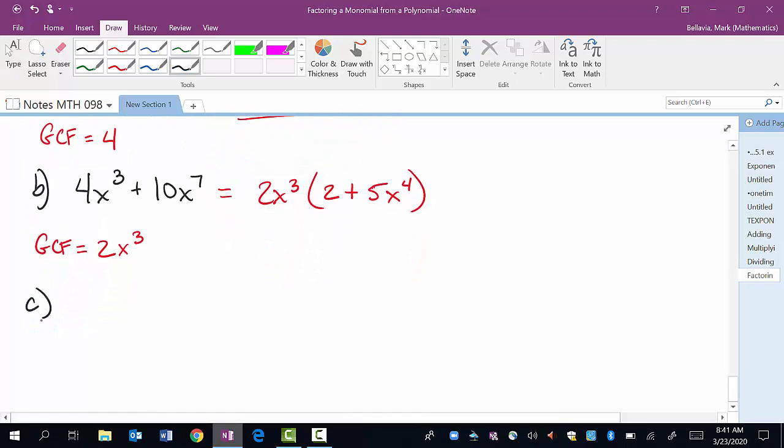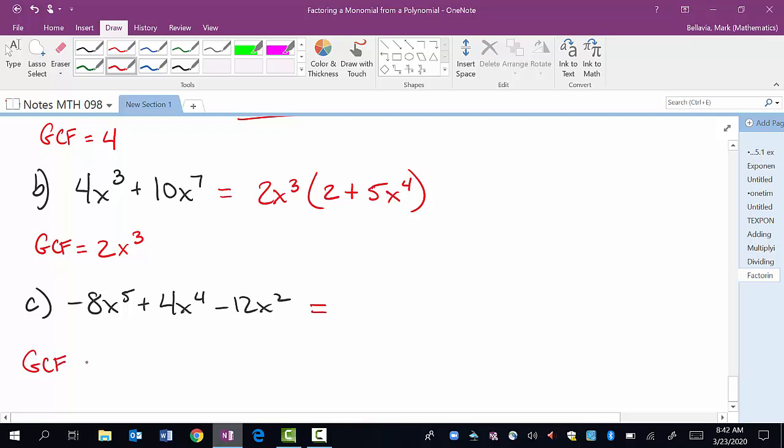All right, how about if we look at this one here? If I wrote negative 8x to the 5th plus 4x to the 4th minus 12x squared. So we want to factor this.